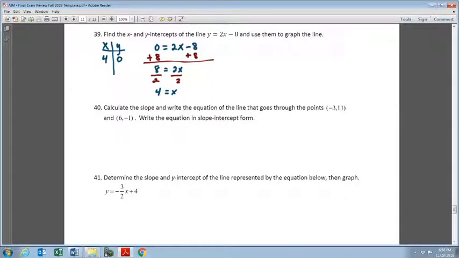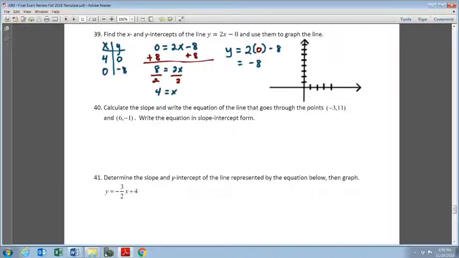The y-intercept, we're going to let x be 0. This is going to be a little bit easier, actually quite a bit easier. 0 minus 8 is just negative 8, so we get negative 8 here. So let me go ahead and draw a graph, and let's put in 4, 0, and 0, negative 8, and so there's your line.